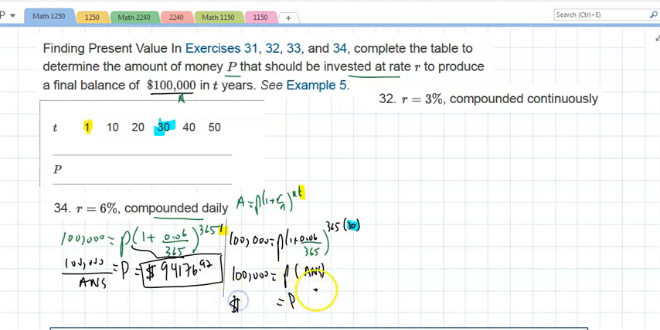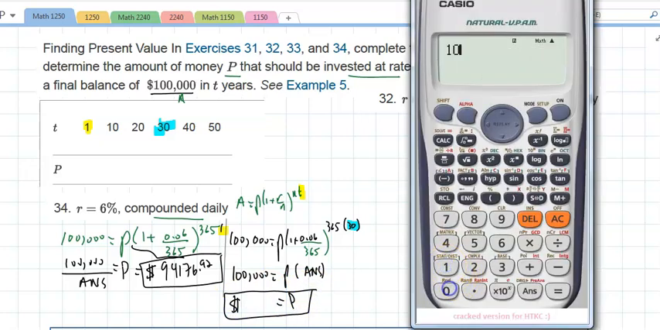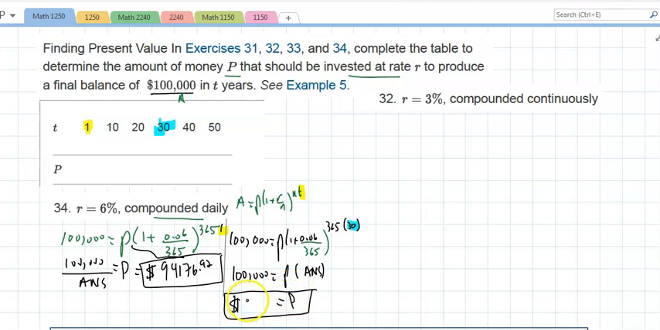So P will be, and if I throw this in my calculator, what is 100,000 divided by that answer? That turns out to be 16,532.33, and always pennies because it's money. If I deposit today in the bank 16,532 compounded daily at 6% interest rate, I will accumulate at the end of 30 years 100,000.